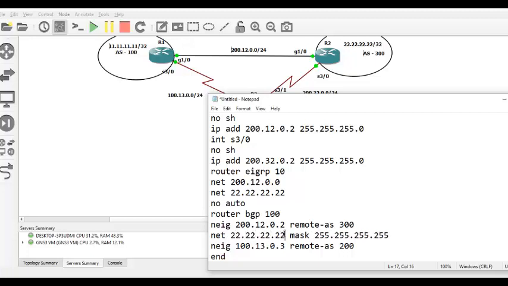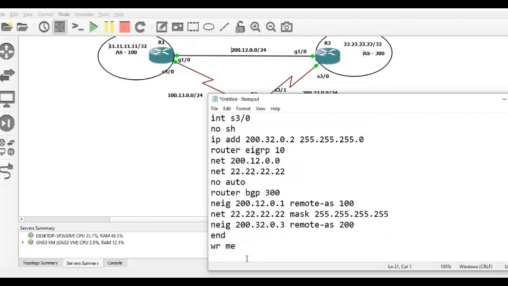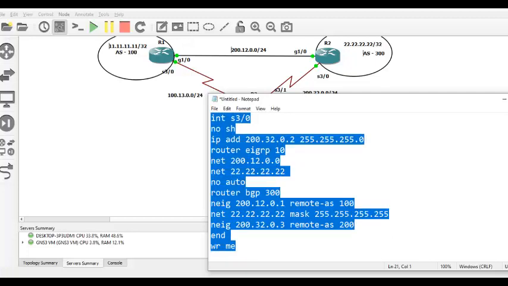And then neighbor 10.12.0.1. 100 is the autonomous system number, and 300 is the autonomous system number here. I got another neighbor, 200.32. That's it. This is on router 2.